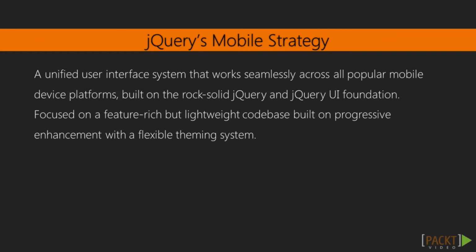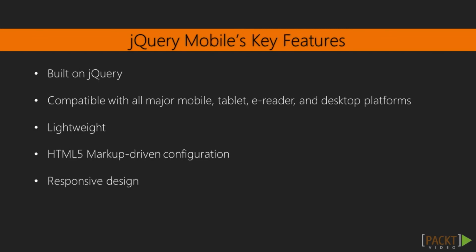Now, let's look at the key features of the framework. First, it's built on jQuery Core, which means if you're familiar with jQuery, you'll get along a lot easier. The next feature is what all developers love. It's compatible with all major mobile, tablet, e-reader, and desktop platforms. Its feature is that it's lightweight and fast. It's HTML5 markup driven, which means faster development and less scripting. It supports responsive design, allowing our pages to automatically scale to the screen size.